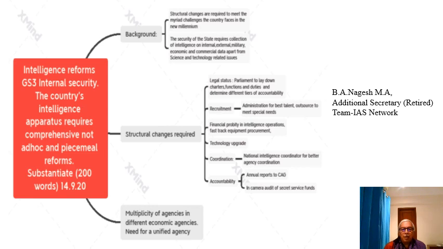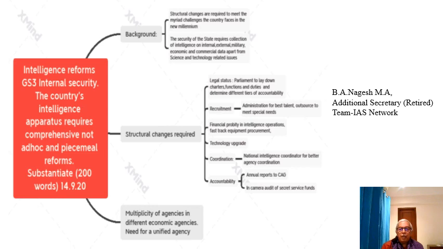What structural changes are required? First, legal status. What do I mean by legal status? I mean, Parliament should lay down the charters, functions, and duties. Now, when you want to reform the intelligence setup, what we suggest is there should be a legal status accorded. See the duties and responsibilities of the officers at different levels. Then the different tiers of accountability. Which layer accountability is more, which layer accountability is less, who is accountable to whom. All this has to be worked out in a proper manner. So that is legal status.